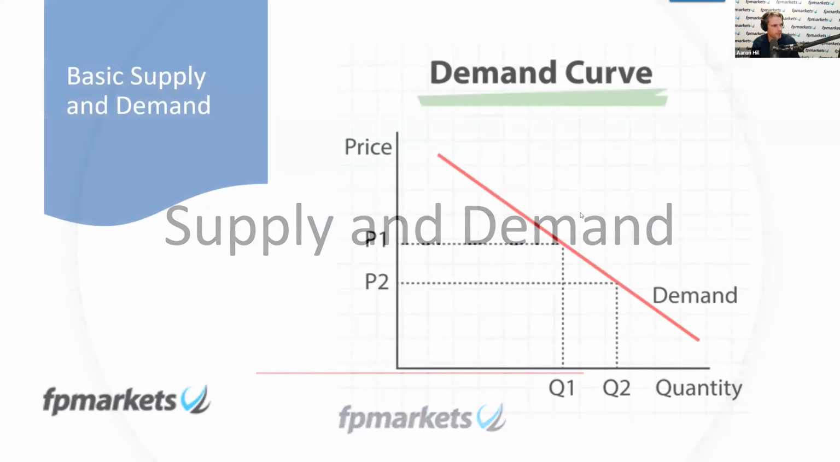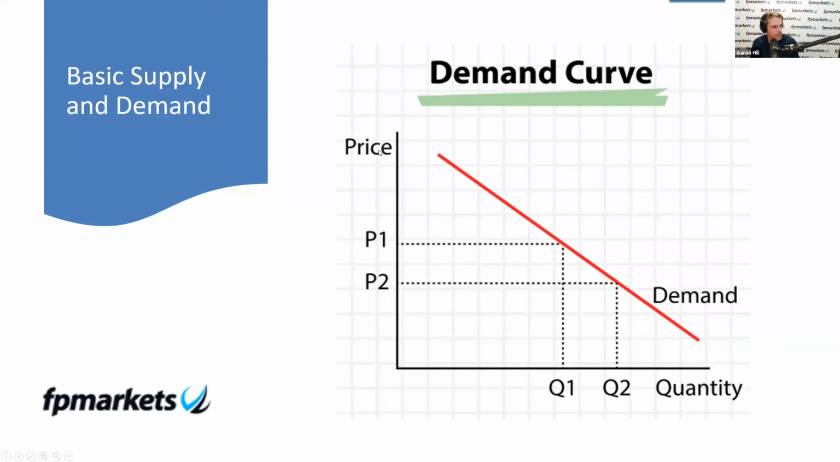So here's the demand curve. Essentially, as price increases, the quantity is reduced. As price decreases, quantity is usually increased, and that's the law of demand, ceteris paribus. So that's keeping everything else constant.